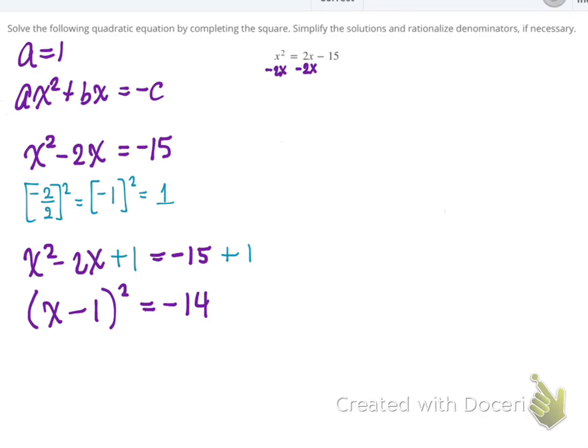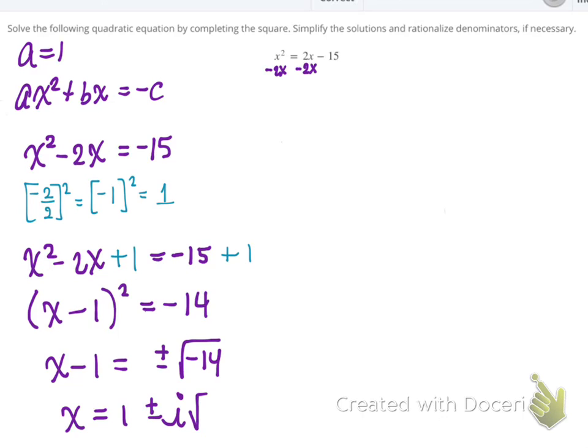Now I'm going to solve using the square root property. This is going to give me x minus 1 equals plus or minus the square root of -14. I'm going to get x by itself by adding 1 to both sides, plus or minus. Remember, when you have a negative under the square root, that becomes i. So this is i square root 14. This is my final answer.